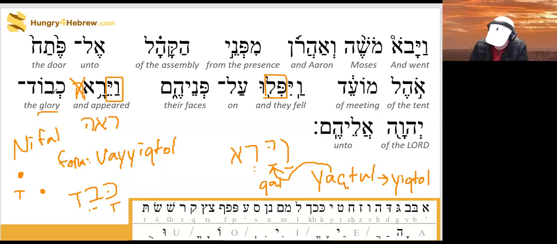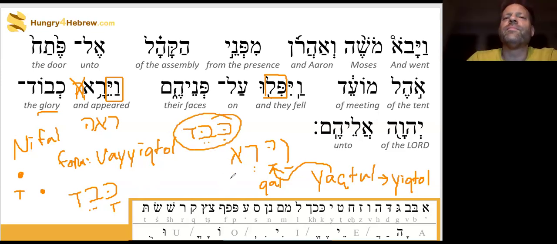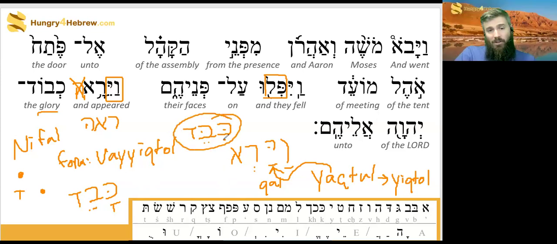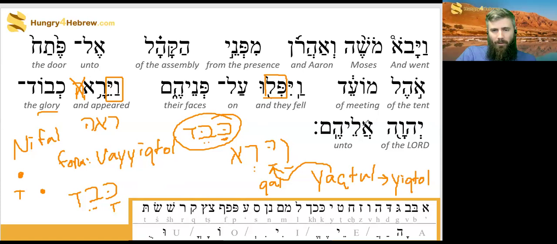That's awesome. Now we also get to see this root in the Piel, which is causing something to be heavy or glorified. And that's where we get kibed, to honor someone or something. Honor your parents. Use this. Or it would actually be the imperative kabed, but whatever. It's still Nifal. Piel. Vayera kvod Adonai, the glory of the Lord appeared.